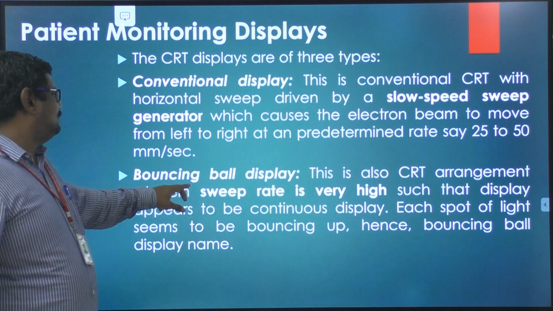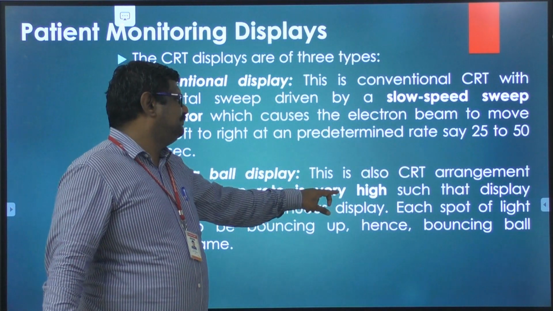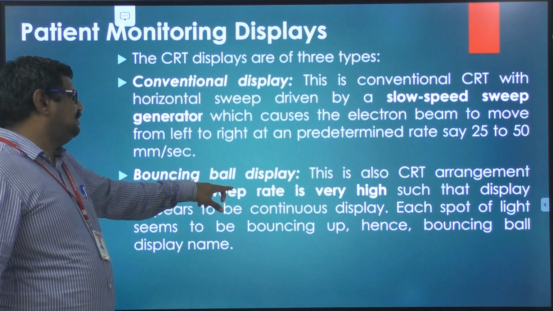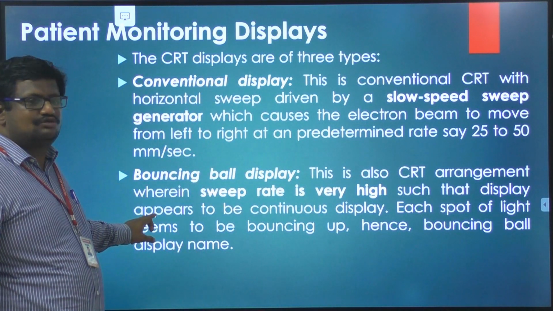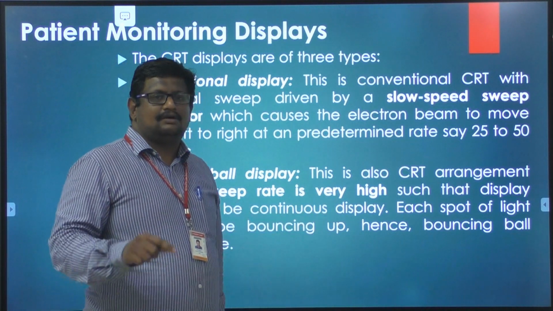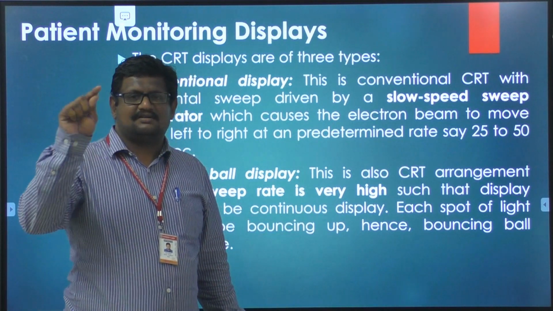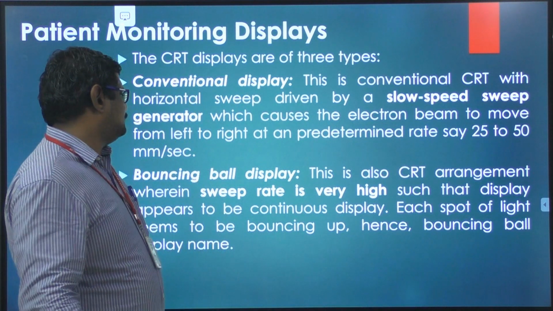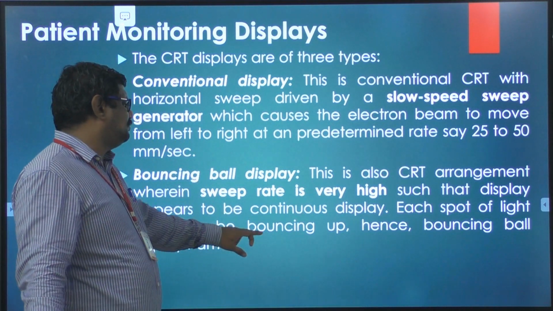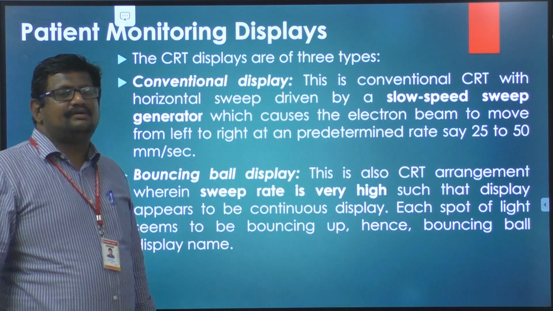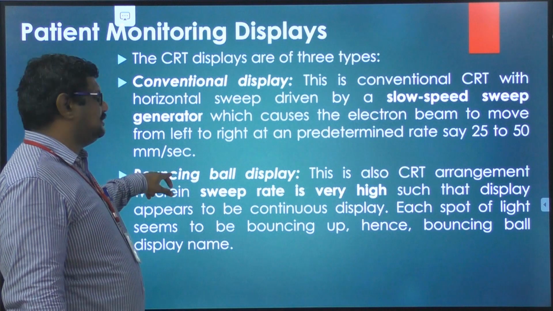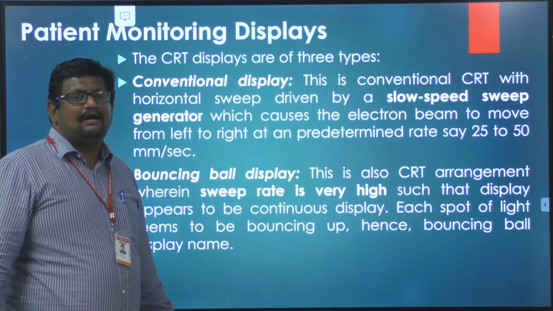Whereas in the bouncing ball display, the sweep rate is very high. This is also a CRT arrangement just like the previous one, wherein the sweep rate will be very high, such that the display appears to be a continuous display. You can imagine a single dot moving very fast, so you can immediately see a particular waveform being drawn on the CRT screen. Each spot of light seems to be bouncing up and down. Because it is moving very fast, each dot will be moving up and down. That's why it is called a bouncing ball display.